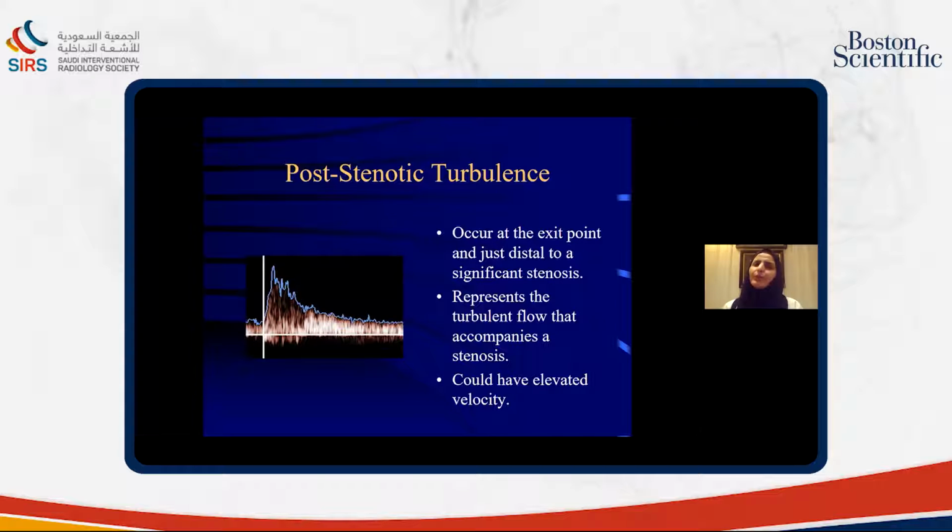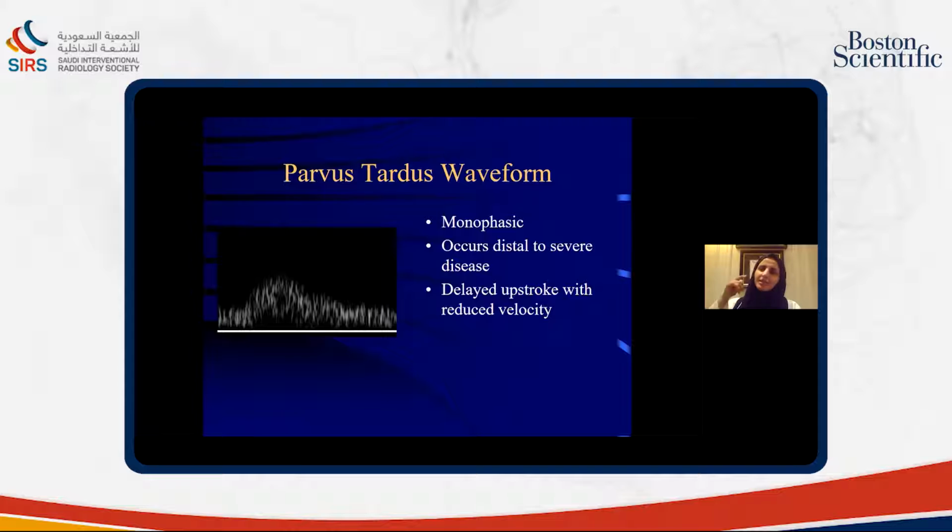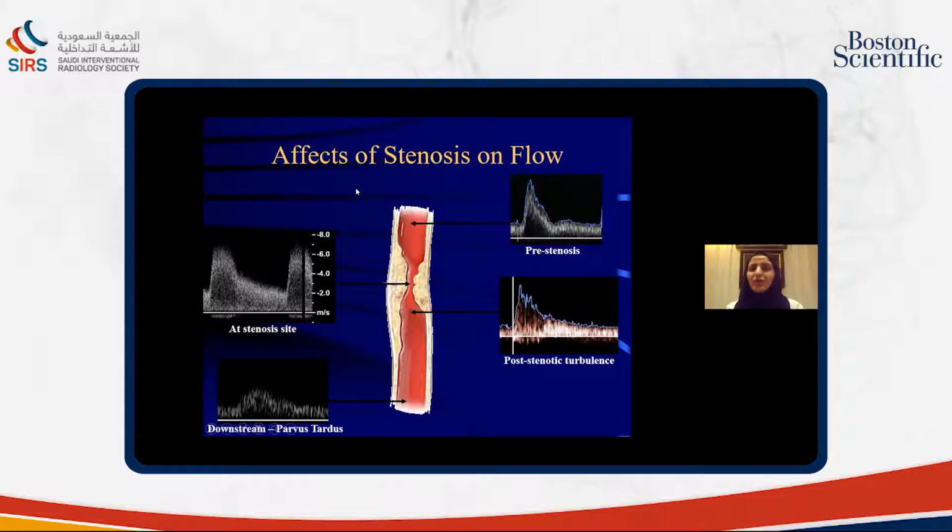Another type of flow, what we call post-stenotic turbulence, occurs at the exit point, just distal to a significant stenosis. It represents the turbulent flow that compensates a stenosis, and could have elevated velocity. Distal to the stenosis, like 2 centimeters away, we will have a Tardus Parvus waveform, which is monophasic flow, delayed, obstructed with reduced velocity. So always when we see Tardus Parvus, it is a sign of a very high stenosis proximal to that area. We see here the effect of stenosis on flow.